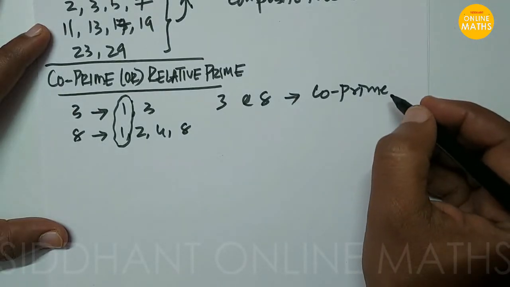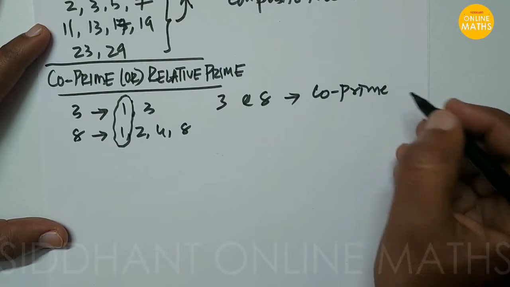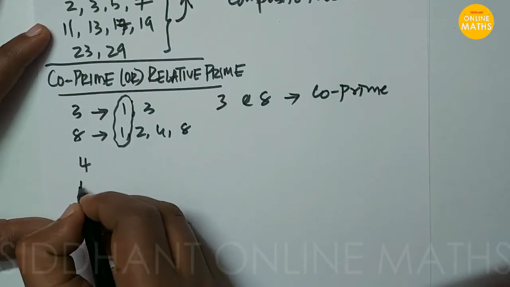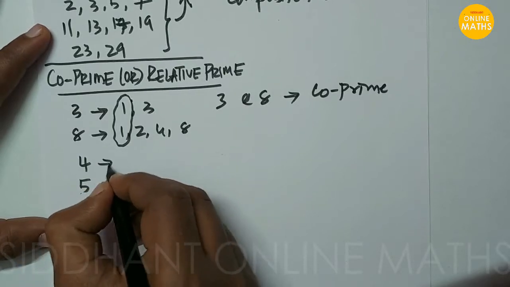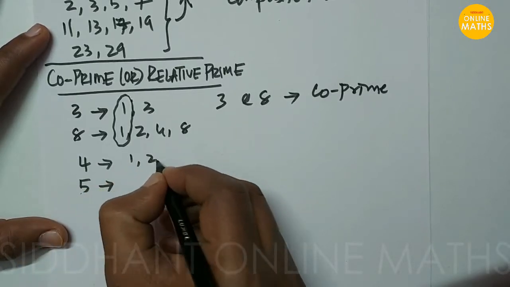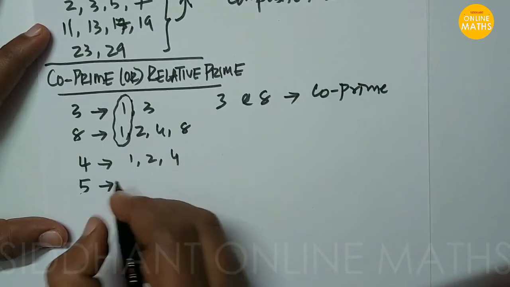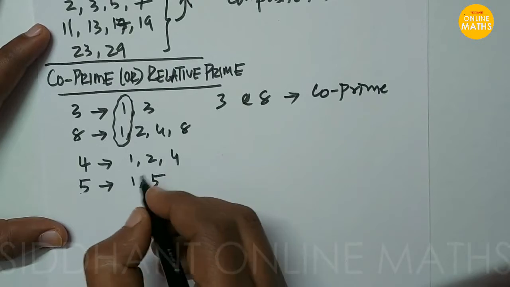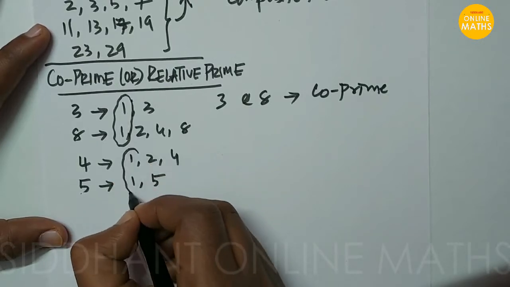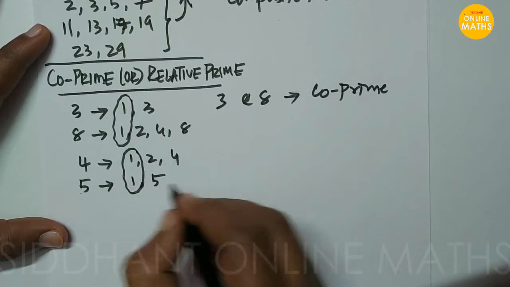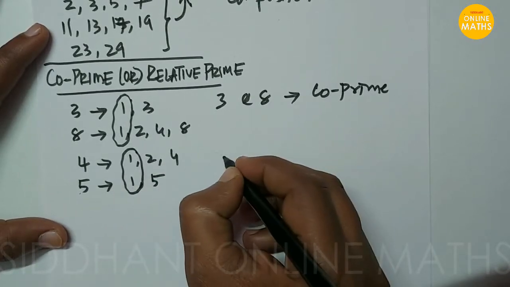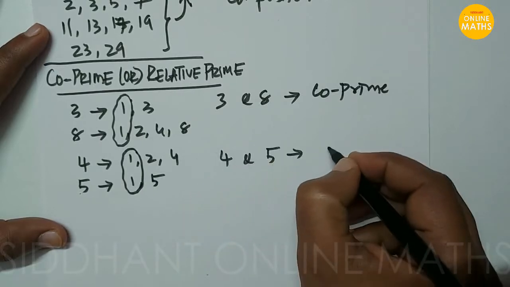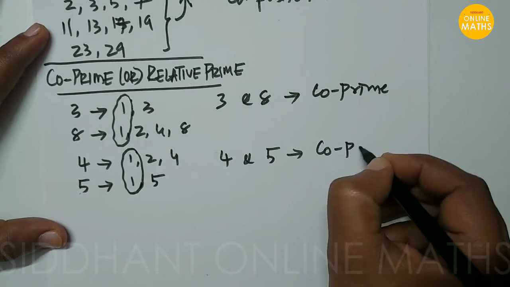3 and 8 are co-prime or relatively prime here. You can take another pair of numbers like 4 and 5. Here 4 has factors 1, 2 and 4, and 5 has factors 1 and 5. The only common factor is 1. So 4 and 5 are co-primes.